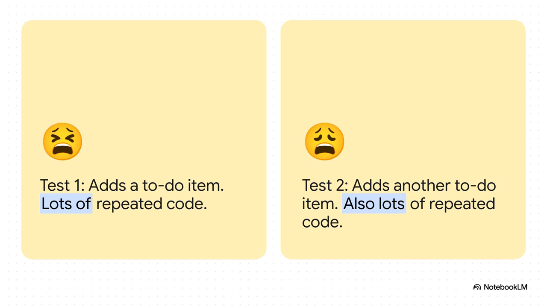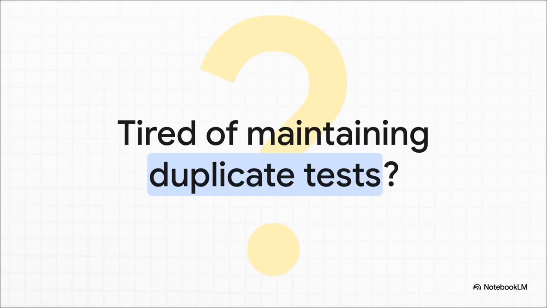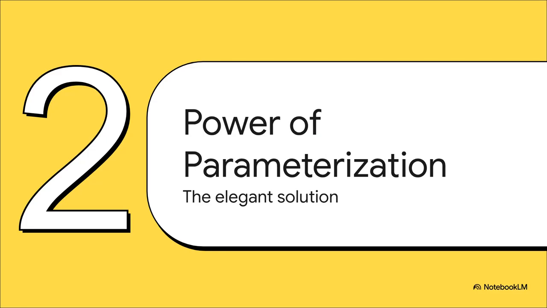This copy-paste approach, well, it's a huge headache to maintain because if you need to change the test logic, you have to find and update it in every single spot. It's just inefficient and honestly a recipe for errors. Super frustrating, right? You end up with this bloated test suite, and it's just a total pain to update. But thankfully, there is a much better way to handle this. And that's where this elegant solution comes in. Let's talk about the power of parameterization.